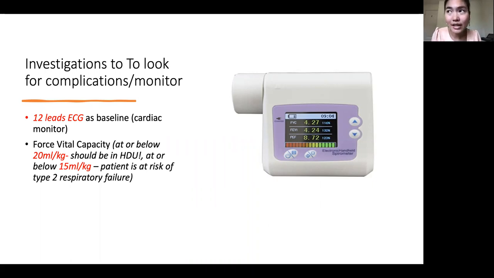So I'm going to give you a little exercise, okay? Let's say patient's body weight is 65 kilograms. Now, type in the chat box those calculated values. One, at which forced vital capacity patient should be in HDU, and at which forced vital capacity patient is likely to need ventilation. So patient's body weight is 65 kilograms. At which forced vital capacity will you move the patient to HDU, and at which forced vital capacity will you be considering ventilation?